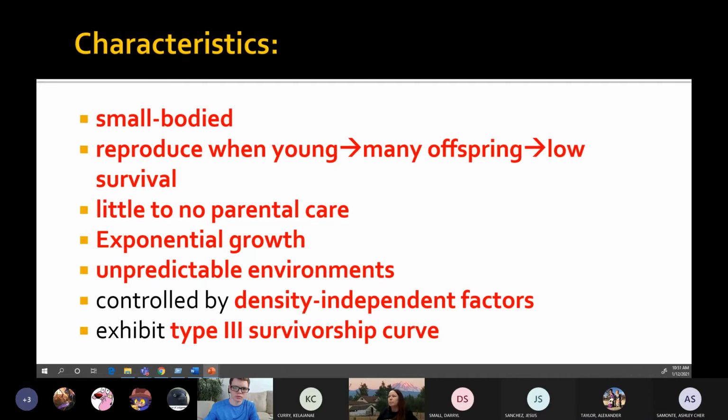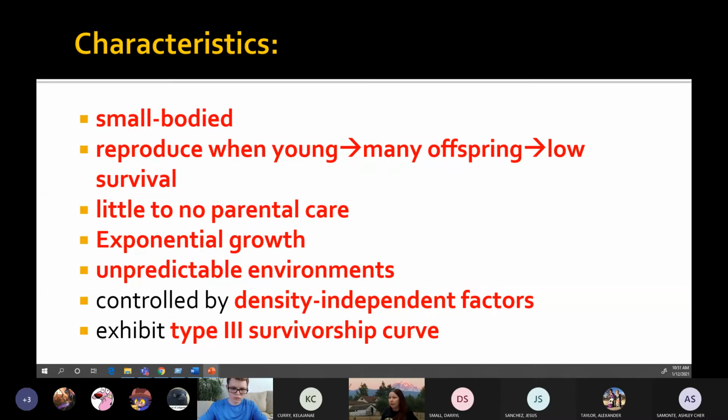So when you see organisms that tend to have a ton of offspring, it's generally because of a low survival rate. And we'll even talk later with humans. It used to be really common to have between 10 and 20 kids. It's not that common anymore, but it was because of a low survival rate.